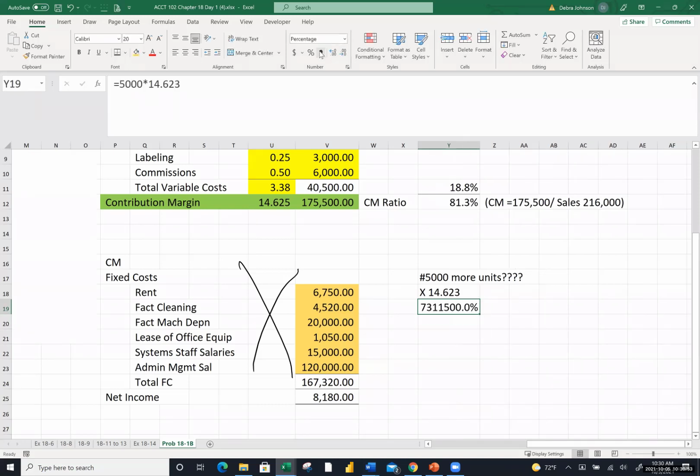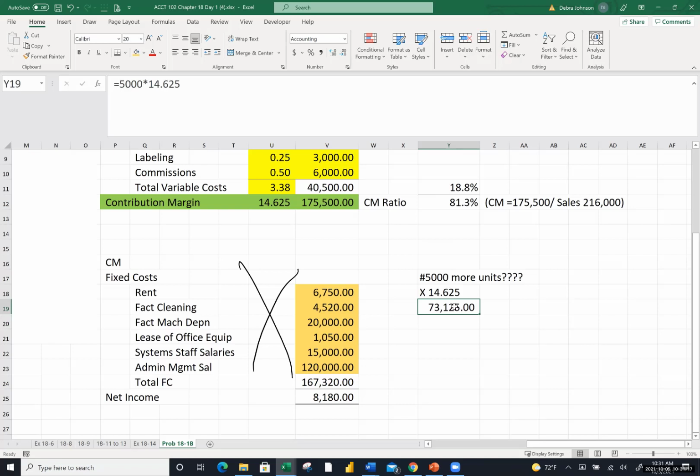And I don't want that as a percent. I want that. Let me make sure I calculated that right. 5,000 times $14 and 625. Let me go fix this. About $73,000 more right to the bottom line.